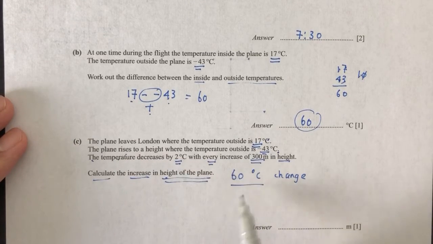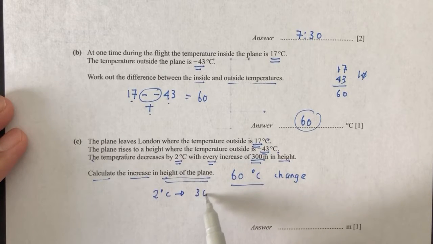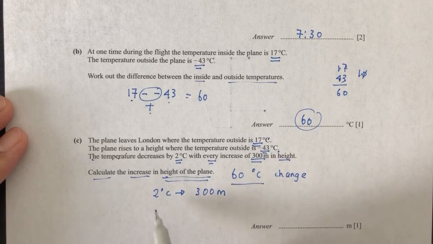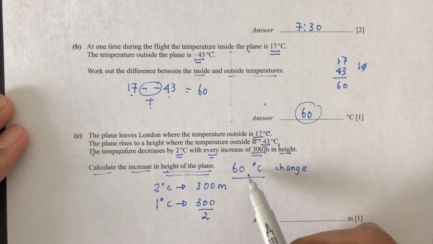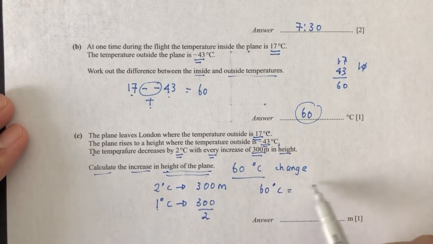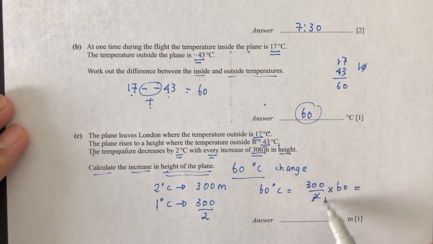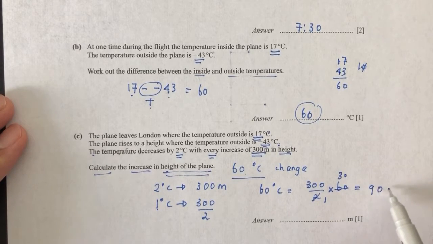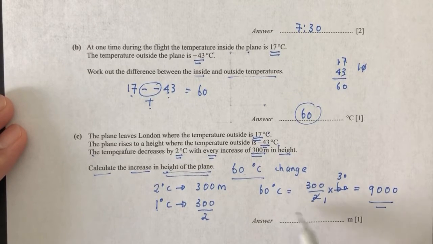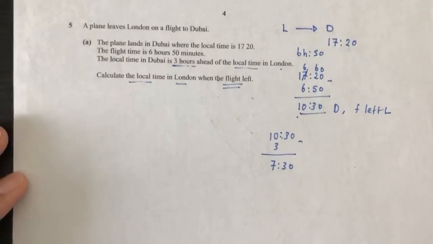So now we know that every 2 degrees change, it rises by 300 meters. So by how much is it to rise for 1 degree? So we have to do 300 divided by 2. So now for 60 degrees, it will be 300 divided by 2 times 60. So 2, 1, that will be 3, 0. So we have 9, 0, 0, 0. So the answer will be 9,000 meters for part C. And that was question number 5.